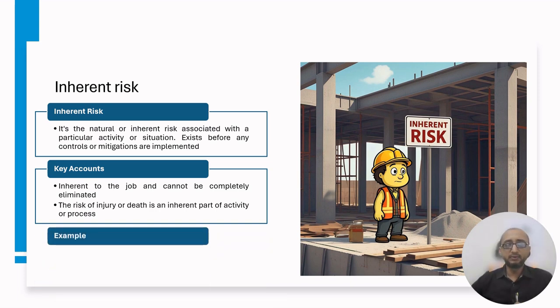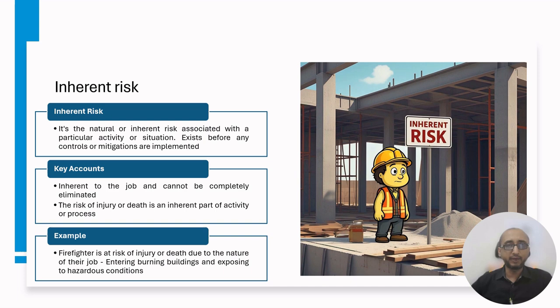So let's understand it with an example. We know that firefighting is an activity, and in this activity, the firefighter is at the risk of losing his life or getting severely injured, just because of the nature of the activity. He has to go inside the burning buildings. He may be exposed to very dangerous phenomena like flashovers and backdraft. And the inherent or natural risk of the activity is very high. So this is called inherent risk. To control this, we have to implement very extensive control measures. Even then, the risk is very high.